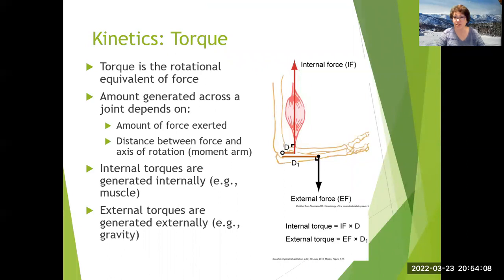So torque is our rotational force. The amount of torque generated across a joint depends on the amount of force exerted, so the amount of gravity acting on the body or the amount of muscle, and the distance between the force and the axis of rotation. So that distance is called the moment arm. Internal torques are usually muscles generated inside the body. External torques are generally gravity or somebody else moving you. They're generated outside the body.